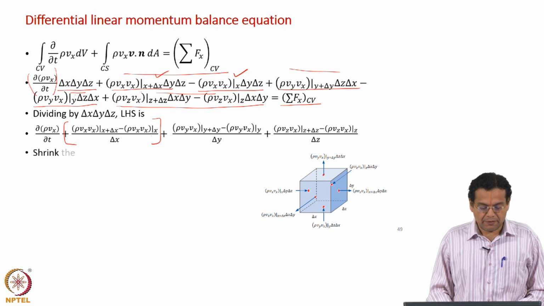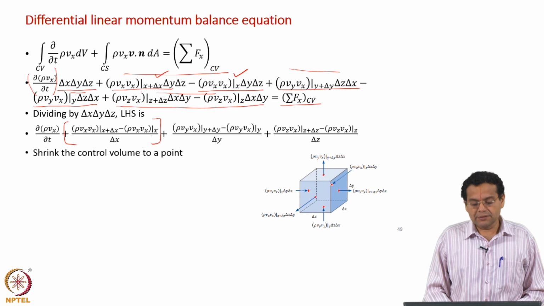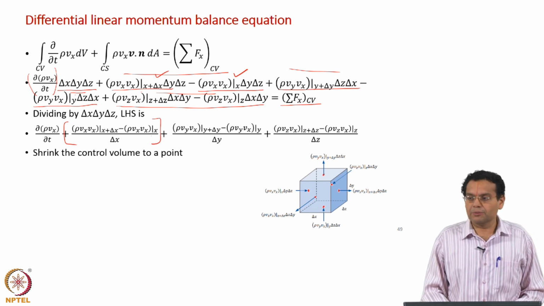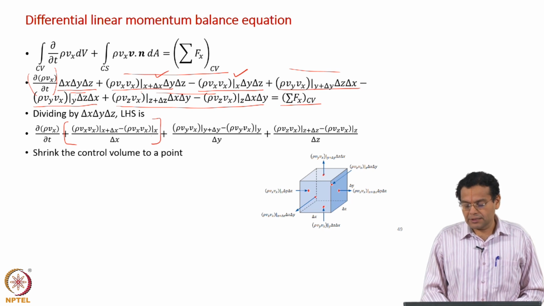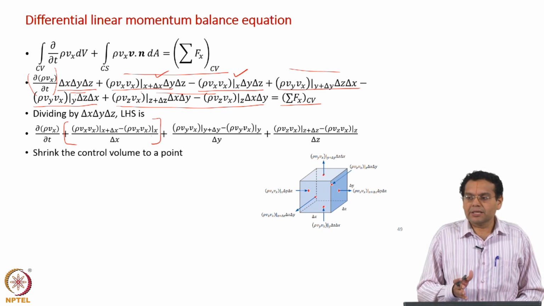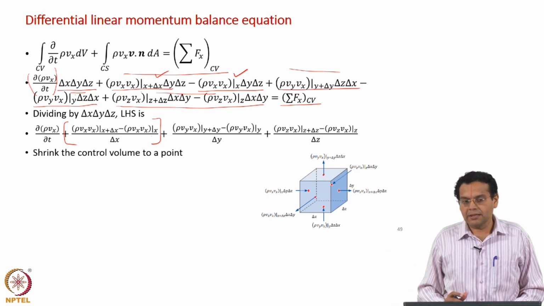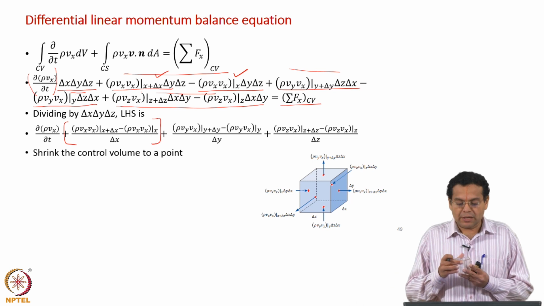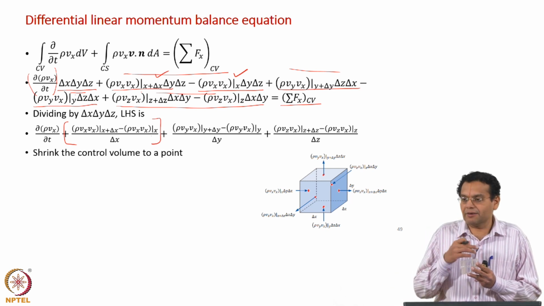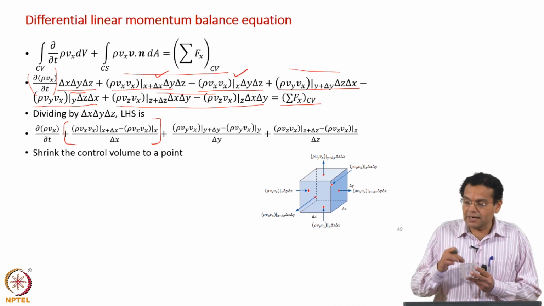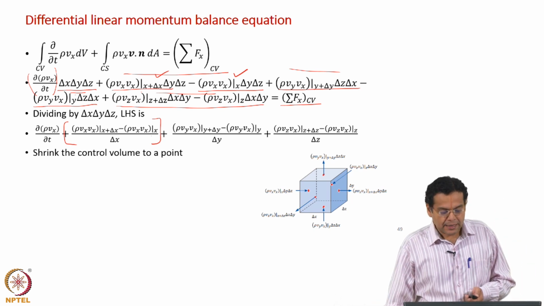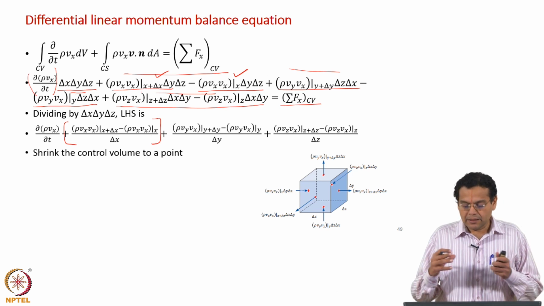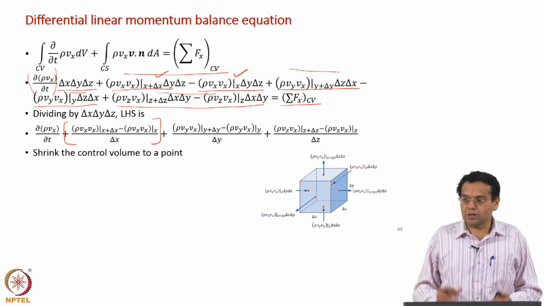Now we will shrink the control volume. We had discussed this when we derived the differential form of mass balance. We will shrink the control volume to a point. The objective is that we need an equation which is valid at every point in the flow domain, because remember we are going to solve this and finally get the velocity profile. I need the velocity profile along the entire section, every region. So I need an equation which is valid at every point in the domain, and hence shrink the control volume to a point. Also we said that the geometry should remain as a cuboid.